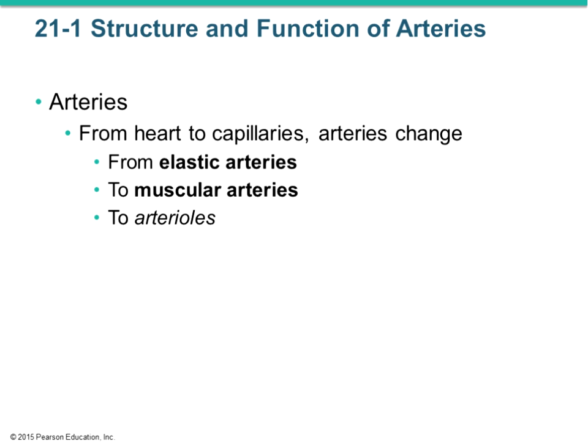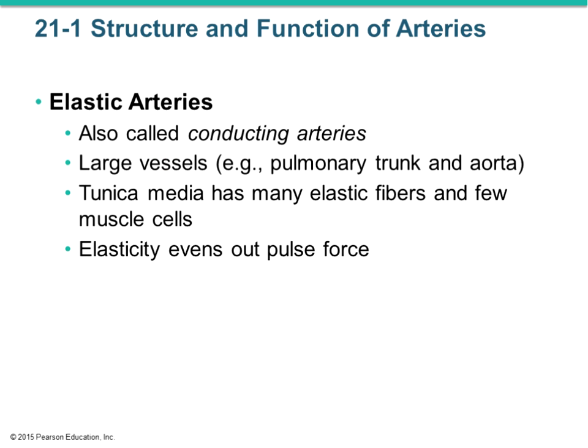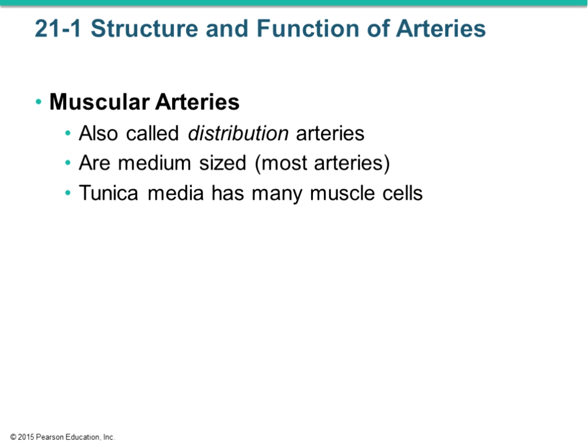Arteries from the heart to capillaries basically change from what are called elastic arteries initially, right, because they really need to absorb a lot of that pressure that's coming from the heart, to more muscular arteries, and finally to smaller arterioles as they progress. Elastic arteries, also referred to as conducting arteries, like the large vessels like the aorta, for instance, have many elastic fibers and not as much muscle, right? And that elasticity can help absorb and even out that really strong, powerful contraction that's coming from the ventricle.